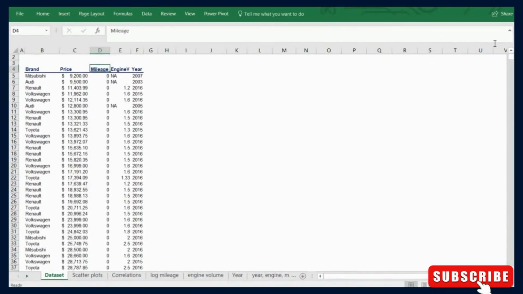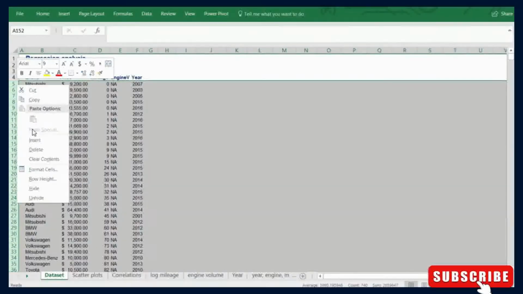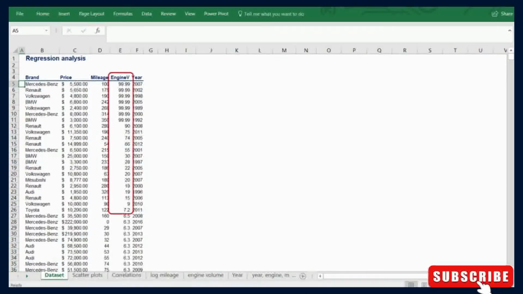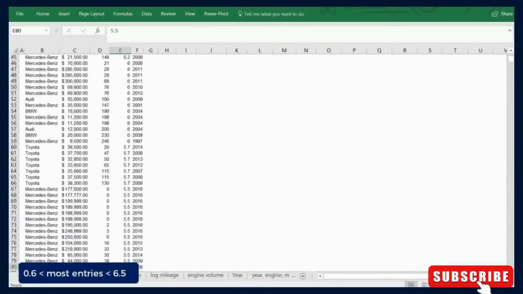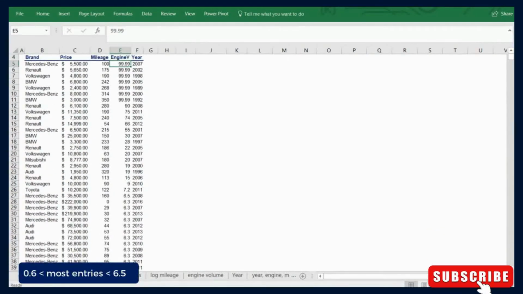The next variable is the engine. We can see many values that are not available. It's best to delete these variables. Okay, but then there are also the engine volume values of 99.99, 90, 75, etc. I am no car expert, but these are not usual values. Moreover, looking through all 4,000 plus values, we notice that most entries are in the range from 0.6 to 6.5. A quick search on Google would confirm that's the interval where engine volume should fall. Therefore, those 99.99s, 90s, and so on are incorrect entries.